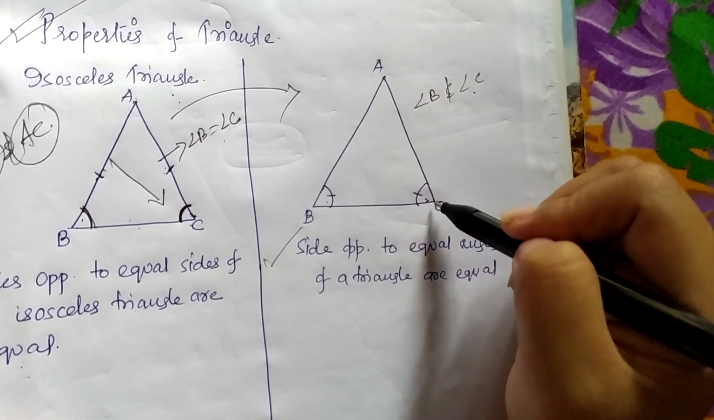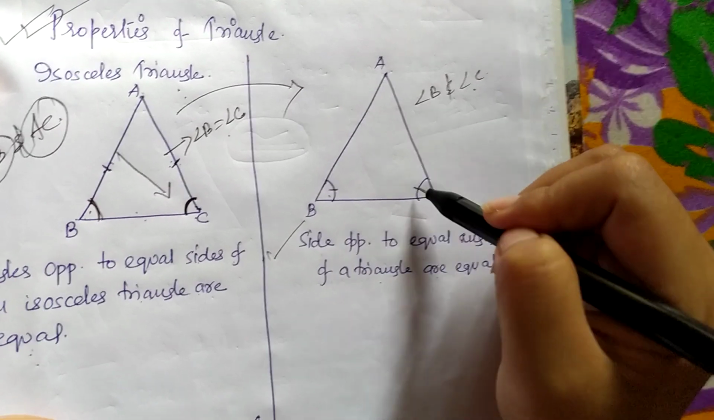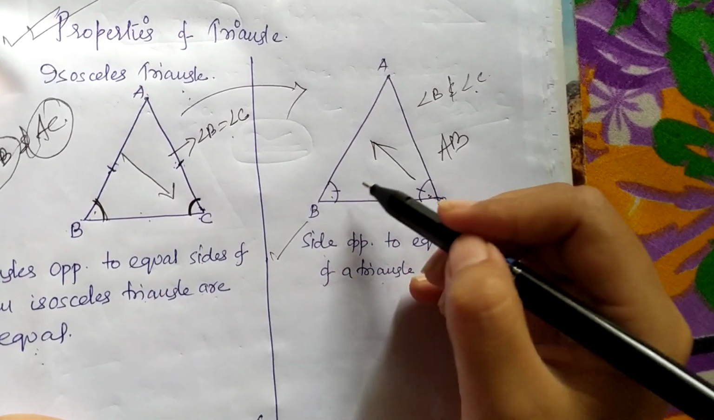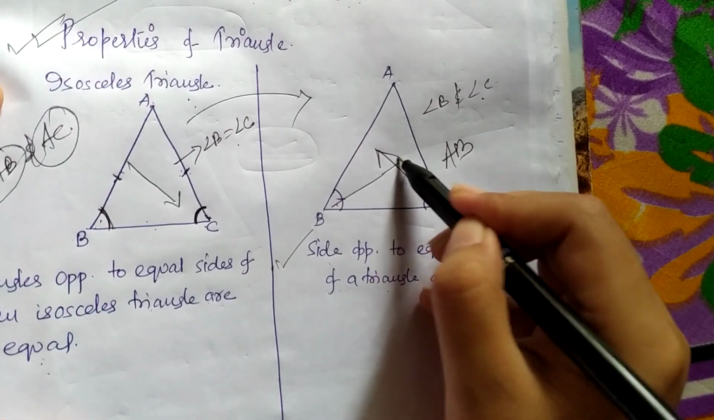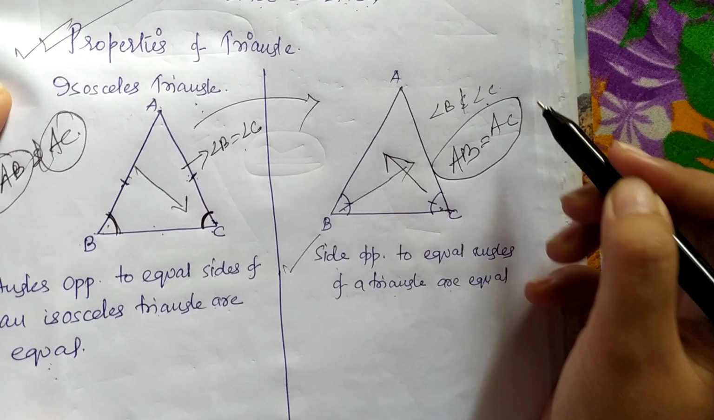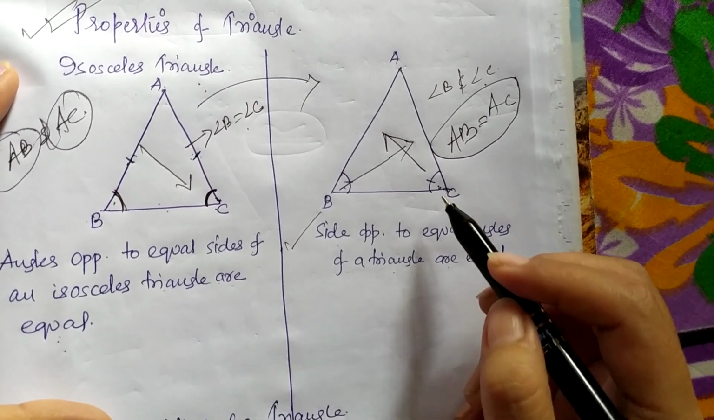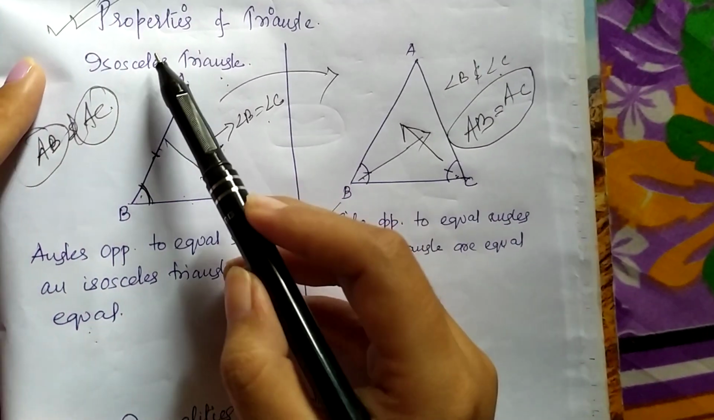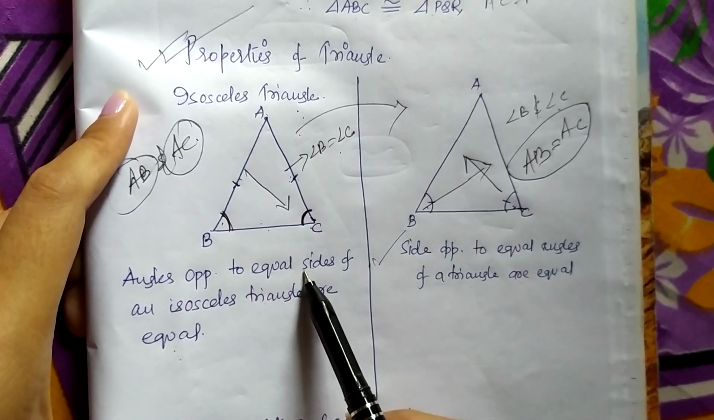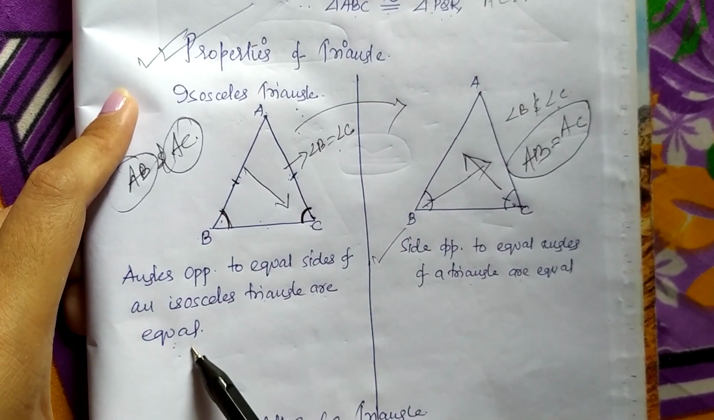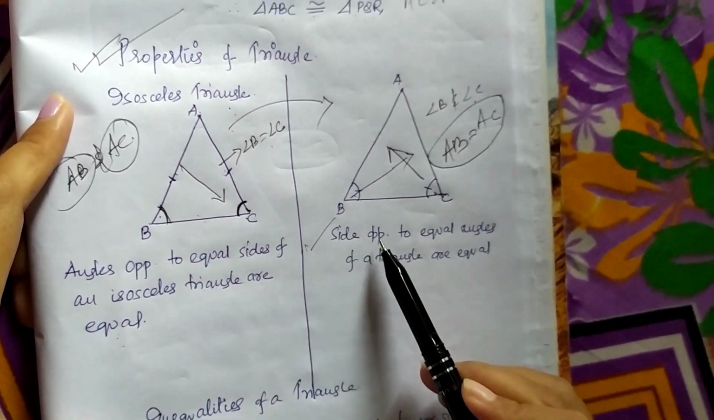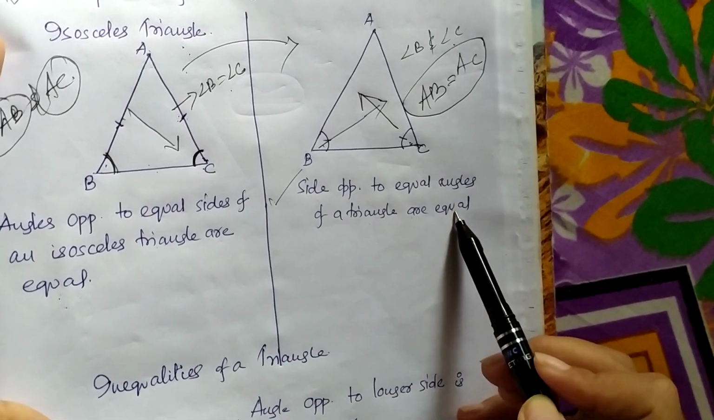Here, what is the opposite side of angle C? The opposite side will be your side AB, isn't it? And what will be the opposite side of angle B? It will obviously be AC. So these two respective sides will be equal according to the inverse of the property. So these are the two respective properties of a triangle, mainly an isosceles triangle: angles opposite to equal sides of an isosceles triangle are equal, and the inverse of that property is that sides opposite to equal angles of a triangle are equal.